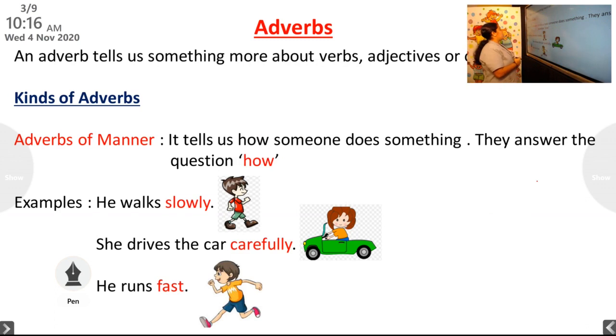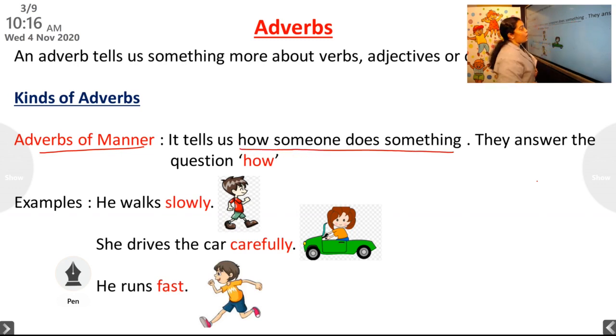So first one is the kinds of adverbs. Adverbs of manner. When I am teaching, you always remember the question words or the clue by which you can find what kind of adverb it is. Now, adverb of manner, it tells us how someone does something.